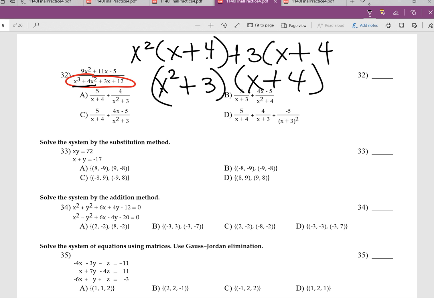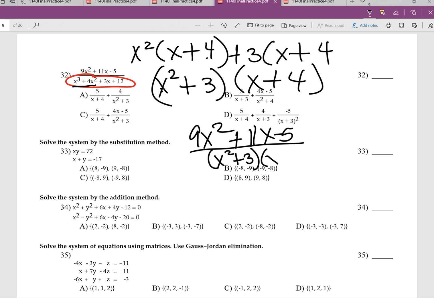So I'm going to say then 9x squared, excuse me, plus 11x minus 5 over all of this, which is basically going to be our newly factored trinomial, is equal to ax plus b over x squared plus 3 plus c over x plus 4.